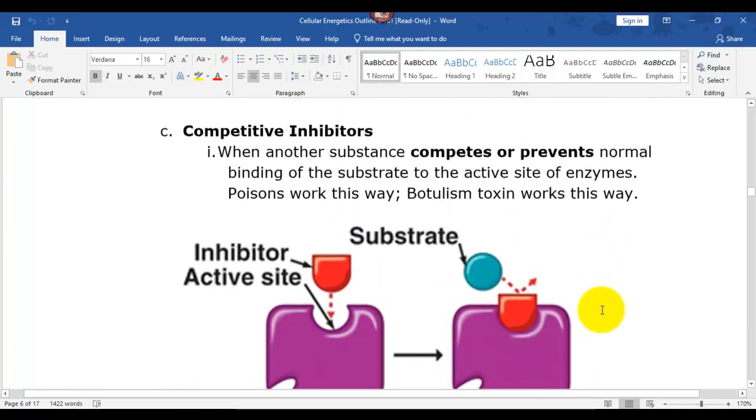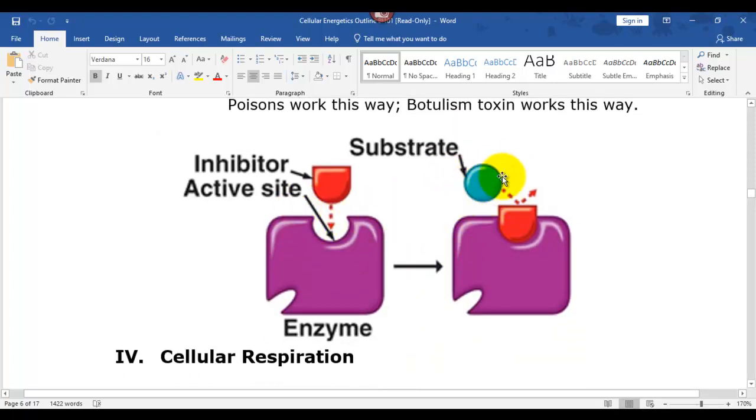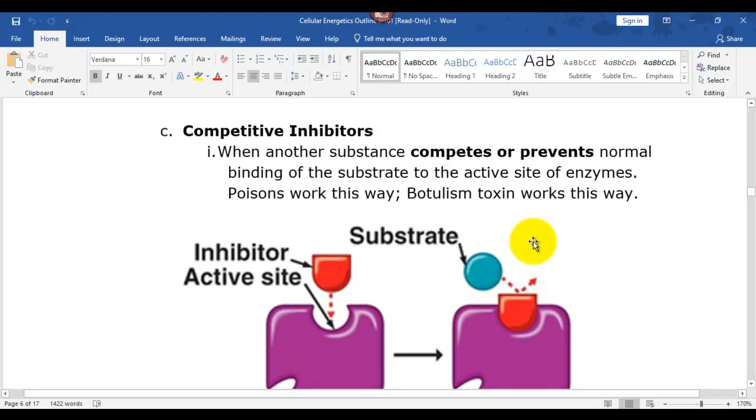And the last one of these in this video, before we go to the next video, is a thing called competitive inhibitors. When a substance competes or prevents normal binding of the substrate to the active site, that is called a competitive inhibitor. See the blue ball of our diagram earlier? Now it can't bind to the active site because it's got a competitive inhibitor sitting there. That's how poisons work. That's how cyanide works.